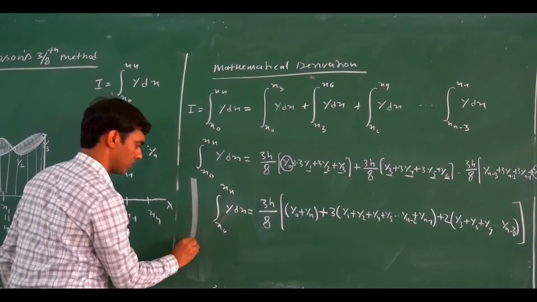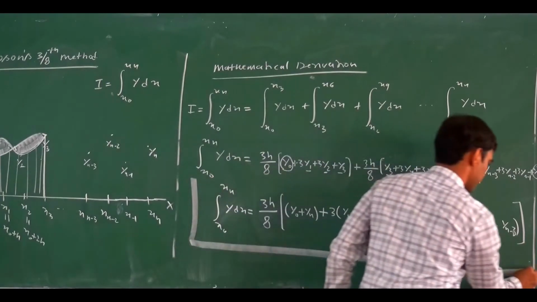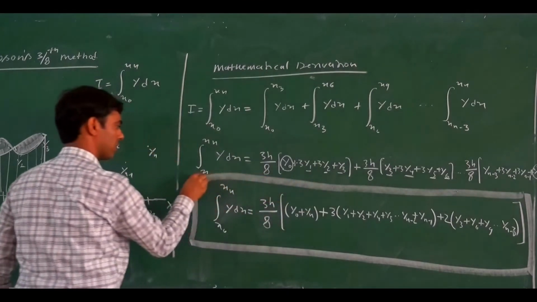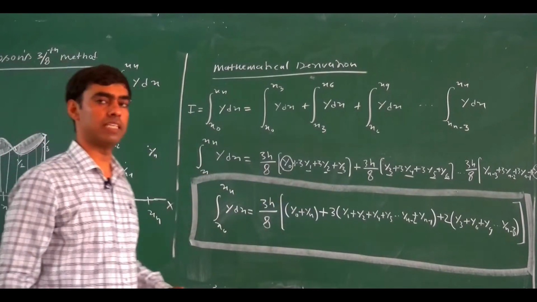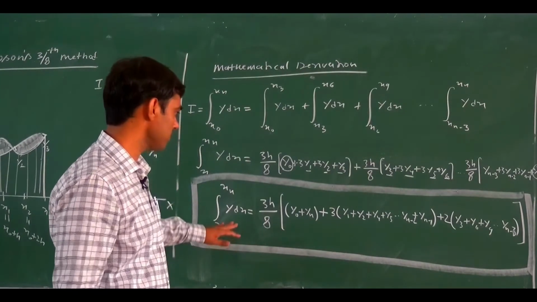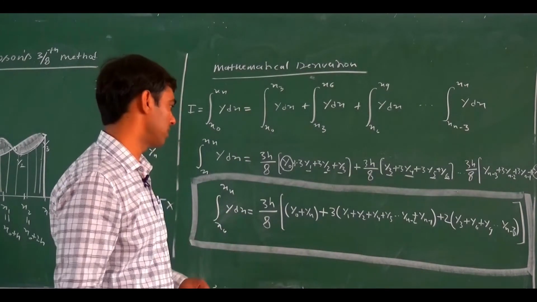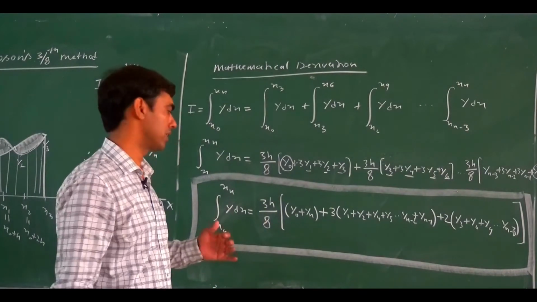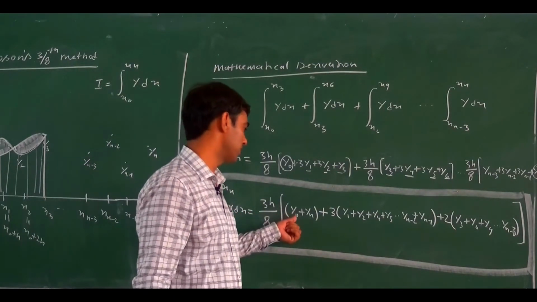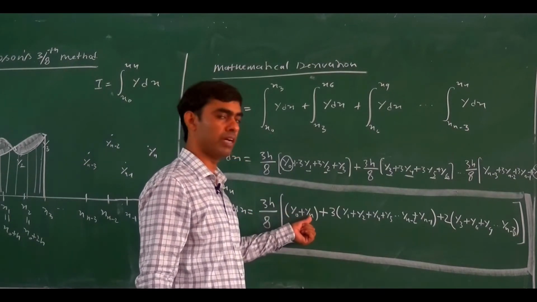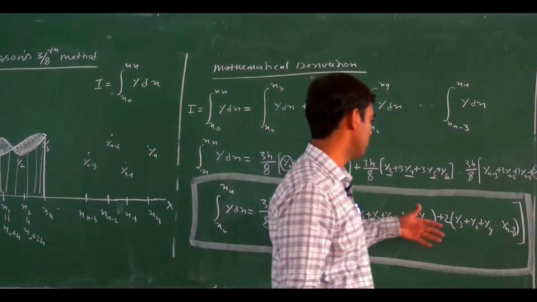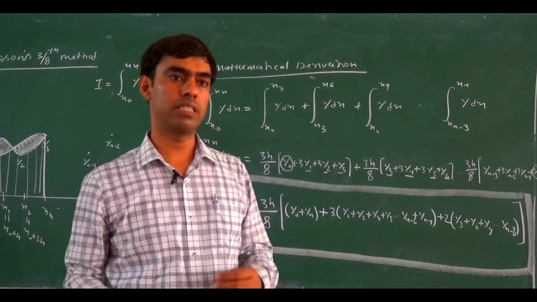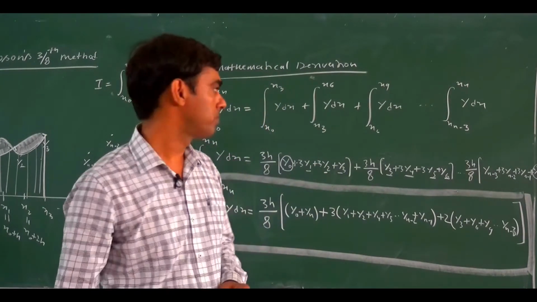This one is the final form of the Simpson 3/8 formula. So to solve any numerical problem, there is a need to remember this formula. Here h is the class interval between x1 and x0, y0 is the value corresponding to x0, yn is the value corresponding to xn, and y1, y2, y3, y4 and so on are the corresponding values of x1, x2, x3, x4 and so on.